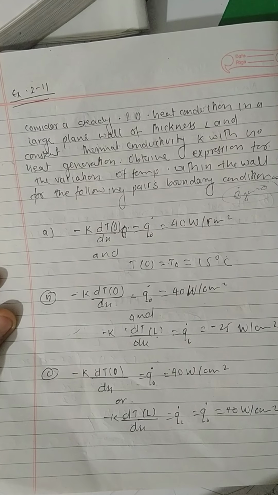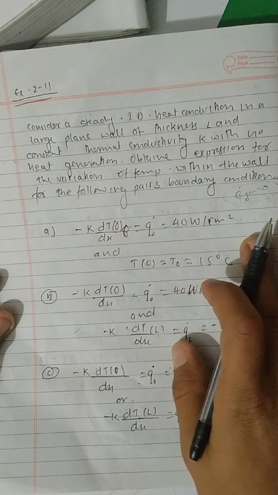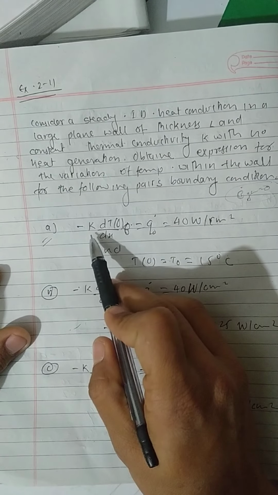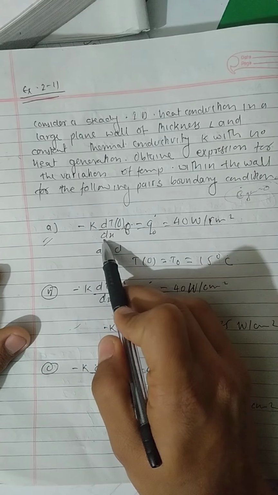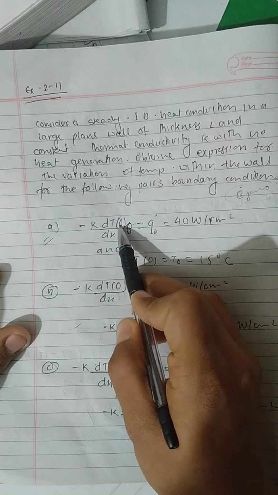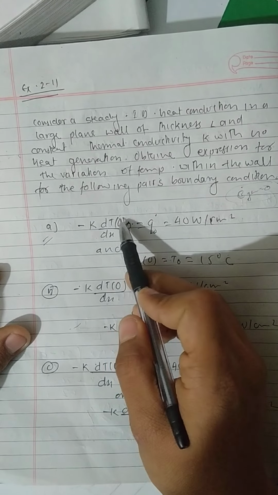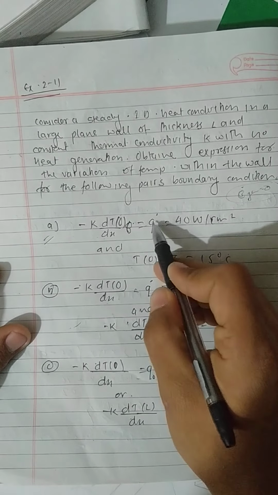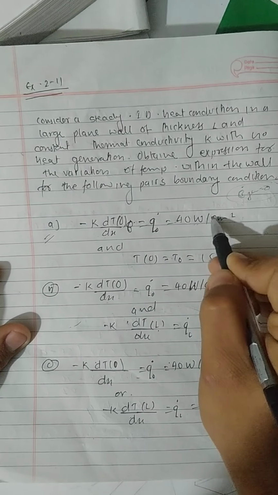Now what do I have to find out? I have to find the solution, guys: the temperature distribution in the wall, and maybe the heat conduction also. The first one is given in the form of heat flux: minus k dT/dx at x equal to 0. T is a function of x, guys. You have to know that at x equal to 0 the heat flux q naught is equal to 40 watt per centimeter square.